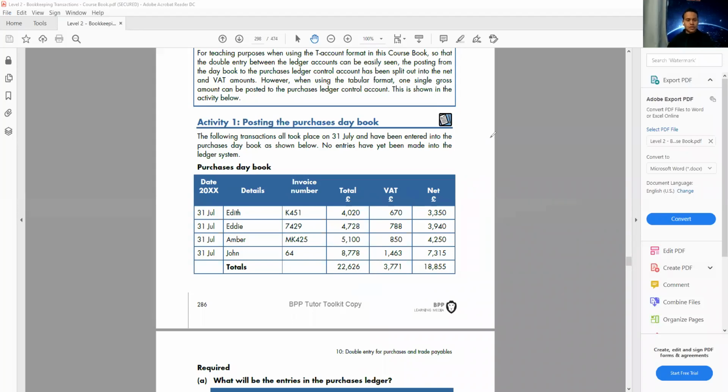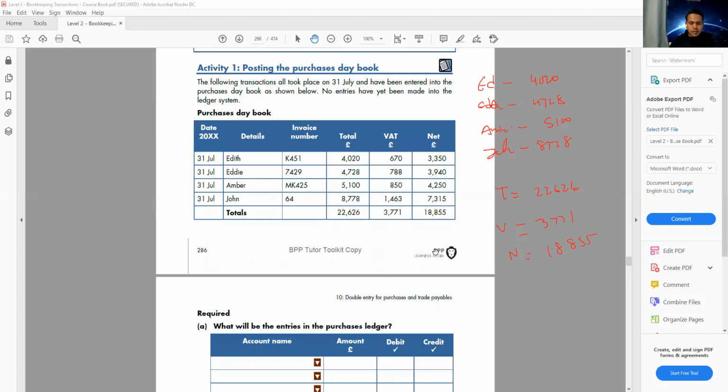So we have Edith, that is 4020. We have ED, that is 4728. We have Amber, 5100. We have John, 8778. We have a total of 22,626. We have VAT 3771, and we have a net of 18,855. All right, so let's move on.